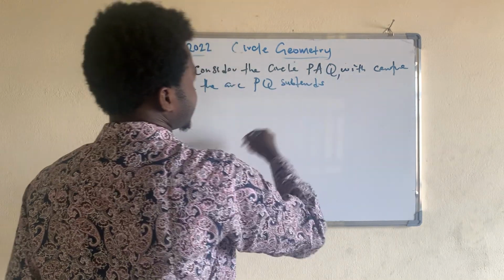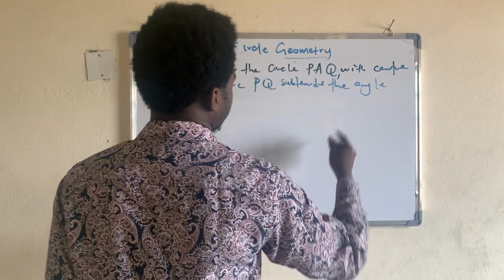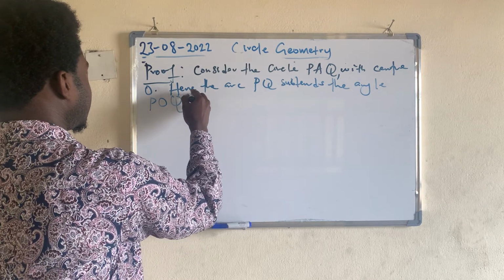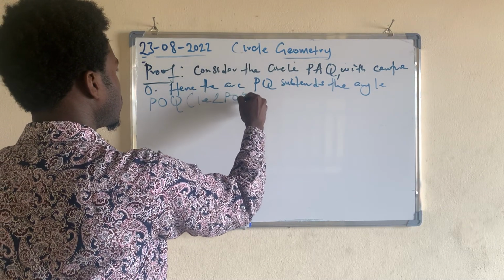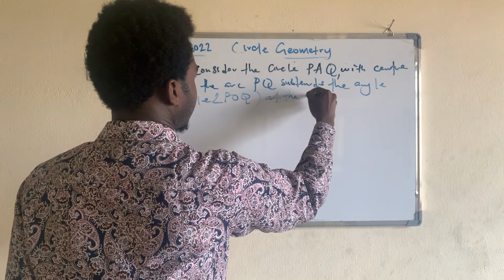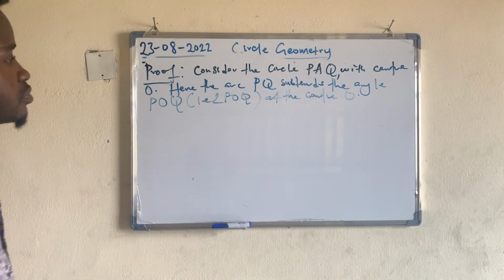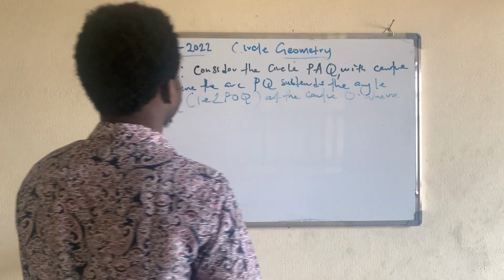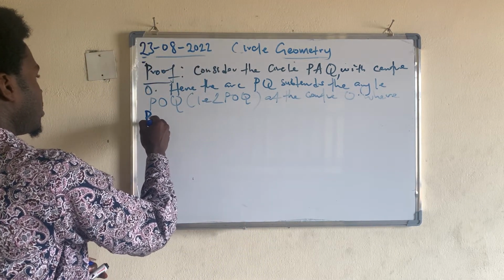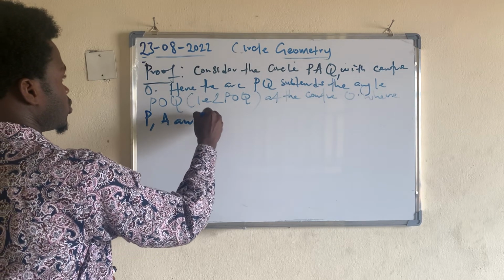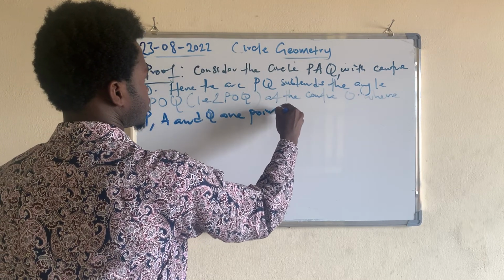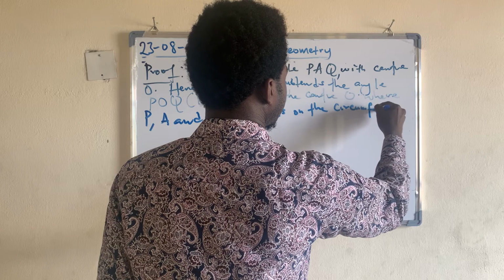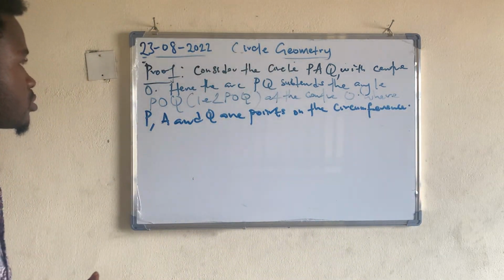subtends the angle POQ, that is, can be written as the angle POQ at the center O, where P, A and Q are points on the circumference. Okay.